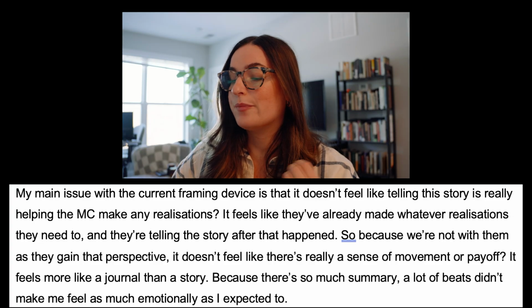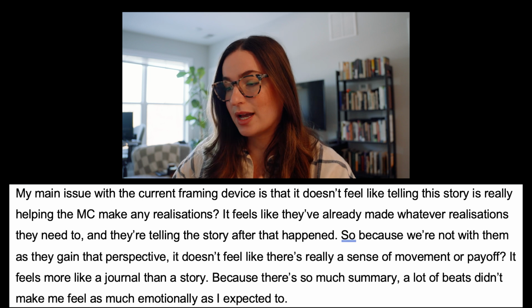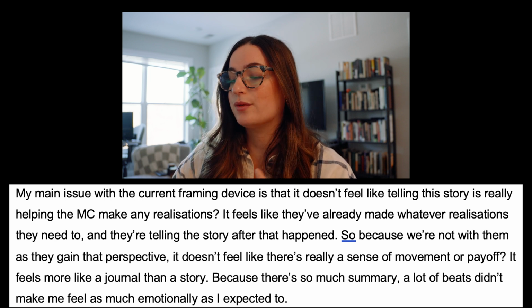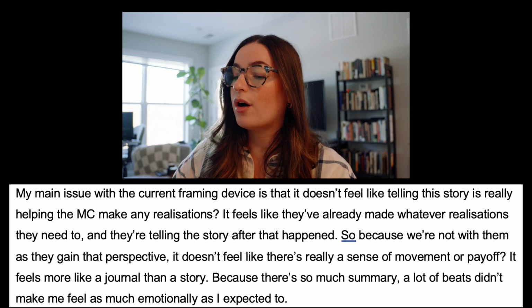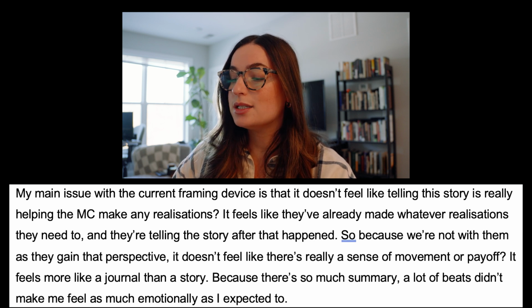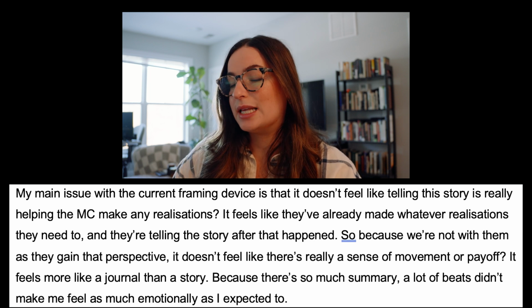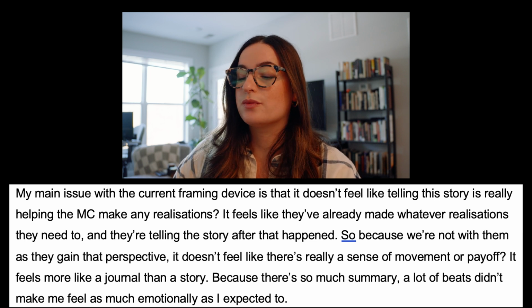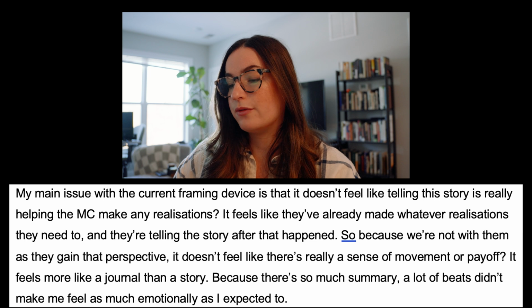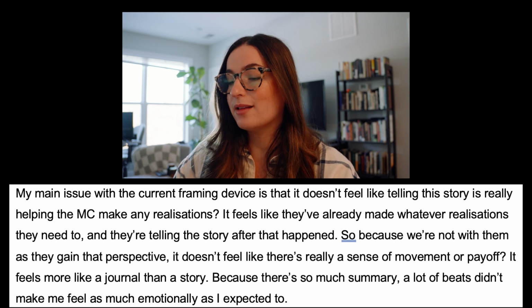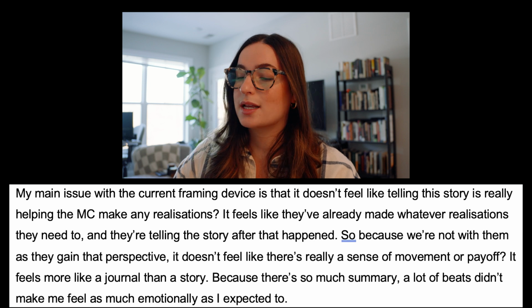So Tom says here, my main issue with the current framing device is that it doesn't feel like telling the story is really helping the MC make any realizations. It feels like they've already made whatever realizations they need to, and they're telling the story after that happened. Because we're not with them as they gain that perspective, it doesn't feel like there's really any sense of movement or payoff. It feels more like a journal than a story. And because there's so much summary, a lot of beats didn't make me feel as emotionally as I expected to. So I think that this is super valid.